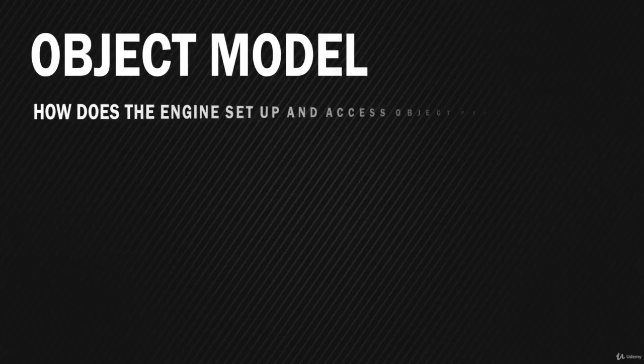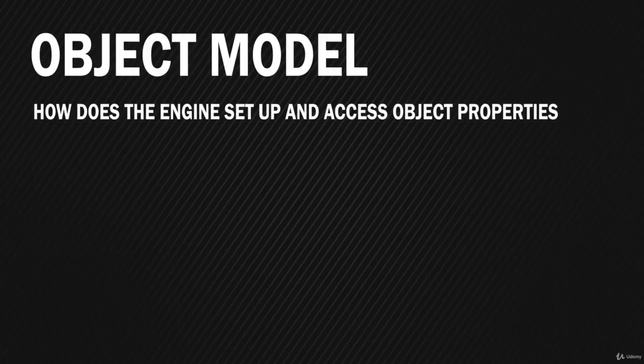As I mentioned, this is just a quick introduction to the JavaScript object model. And what I mean is, how does the engine set up and access object properties? Because once you start becoming an awesome programmer, you're going to want to understand the intricacies of objects and how the engine accesses these. You're going to encounter bugs, and now you'll know how to fix them. So these are good things to know.